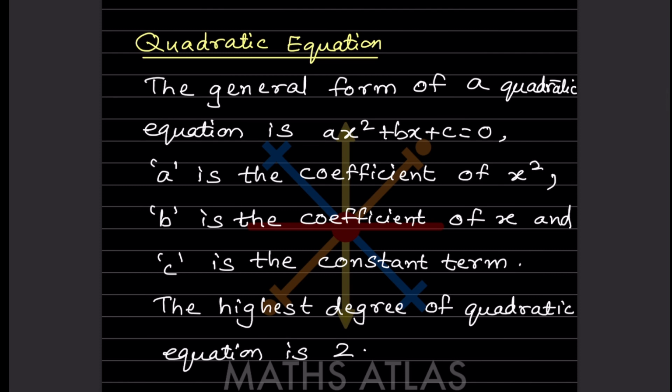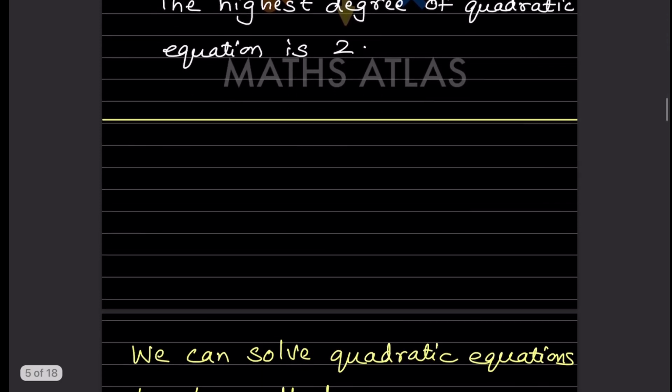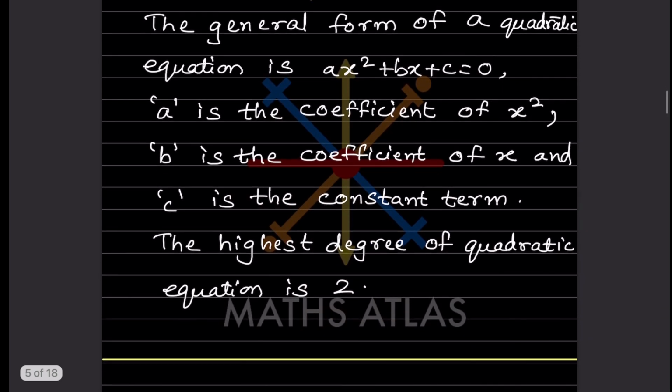You know the general form of a quadratic equation is ax squared plus bx plus c is equal to 0. What is a over here? This a is called the coefficient of x squared. b is called the coefficient of x, and c is called a constant term. And here, always in the quadratic equation, the highest degree will be 2. So these general things we have to remember first.